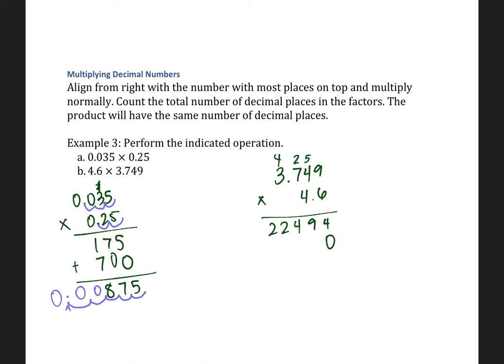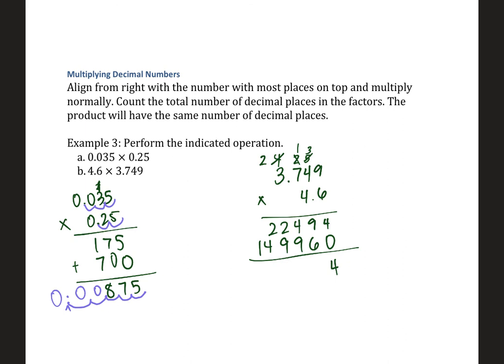Have a 0 there. 4 times 9 is 36. Carry 3. 4 times 4 is 16, plus 3 is 19. Carry the 1. 4 times 7 is 28, plus 1 is 29. 4 times 3 is 12, plus that 2 that we carried over is 14.